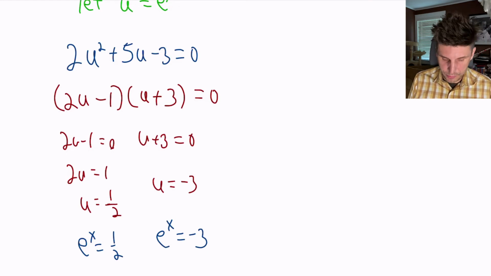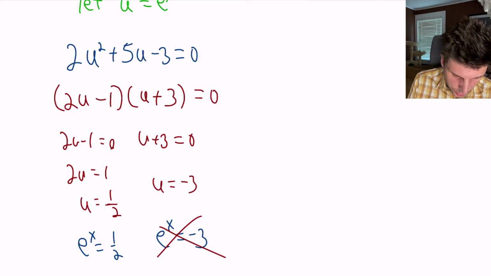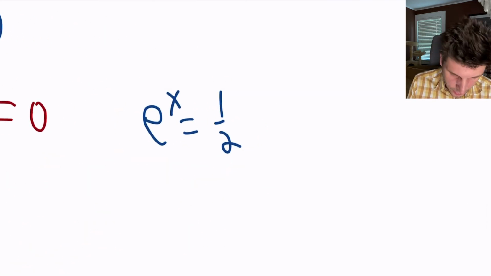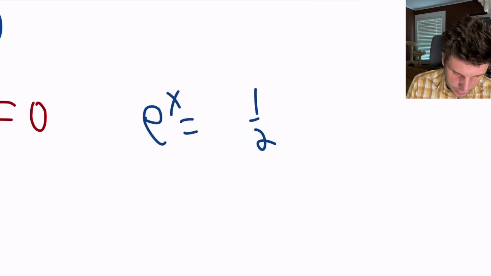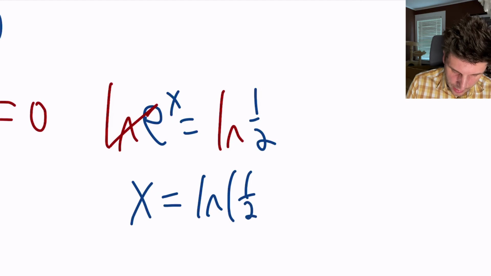When it's equal to -3, impossible, because again, you can't raise a positive base to a power and have it become negative, so that's gone. So we're really just left with e to the x equals 1/2. So now I could just focus on that, bring it over here, and say, all right, how do I do this again? Just take the ln of both sides, ln. So ln of e to the x leaves me with x equals ln of 1/2.